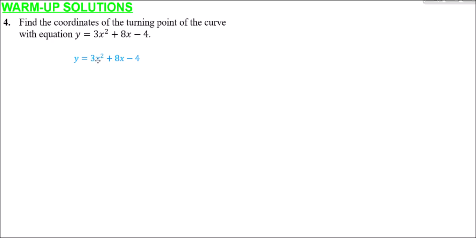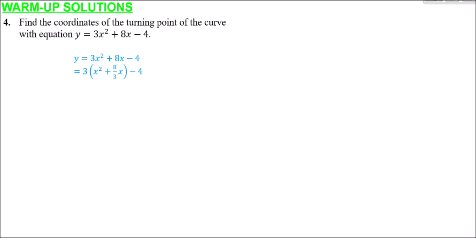Factorize out the coefficient of x squared from any terms to do with the x. So if we factorize out the 3 from the x squared and the 8x term, we get 3 lots of x squared plus 8 over 3x, and that minus 4 we can just leave on its own. Now, the stuff in the brackets, we now can complete the square with this. So the x squared becomes an x, we half the coefficient of the x, which gives us 8 over 6, but 8 over 6, of course, is just 4/3.